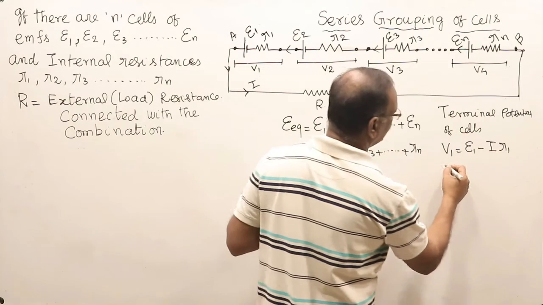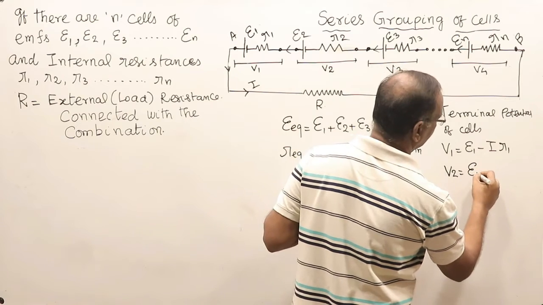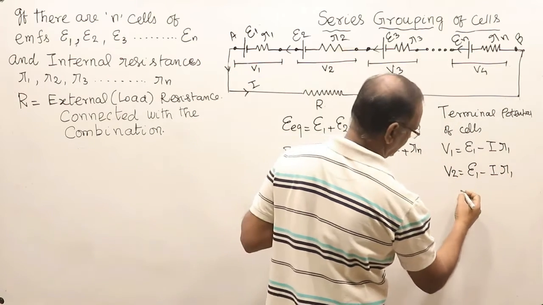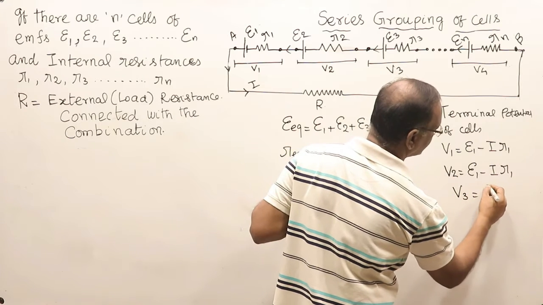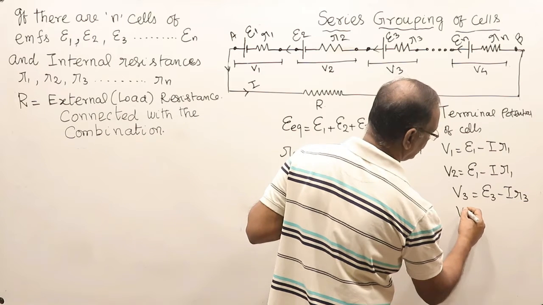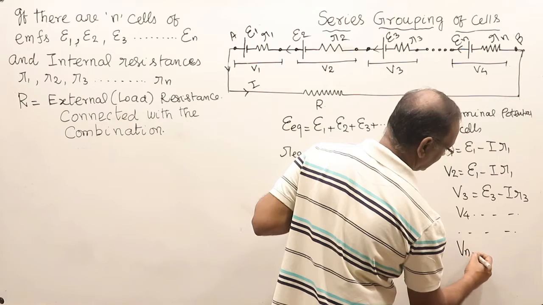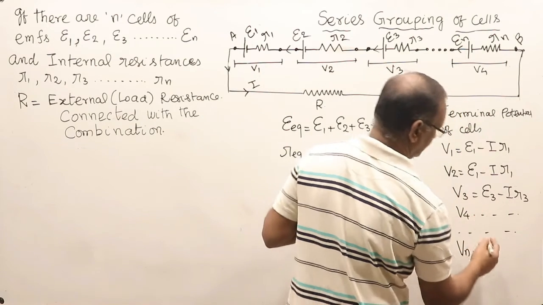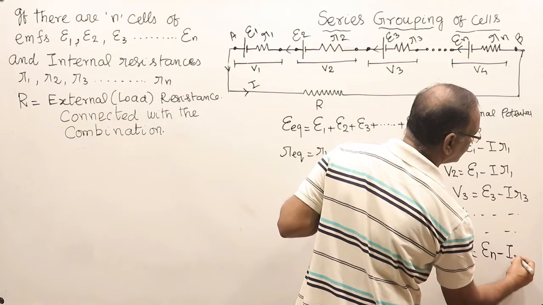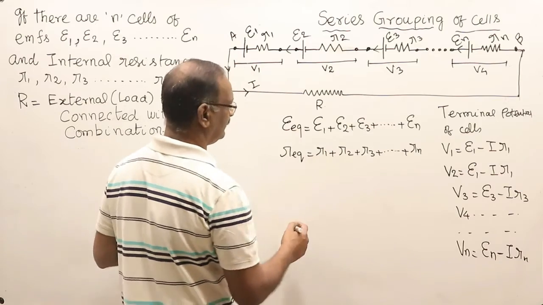I. And for cell 2, the terminal potential difference is its EMF minus I into R2. Since it is in series, current is the same for everything. And V3 is equal to the EMF of the third cell minus I into R3, and so on. We come up to the nth cell, that is, the terminal potential of the nth cell is equal to the EMF of the nth cell minus I into Rn. This is the terminal potential. We got it. What is the value of current?